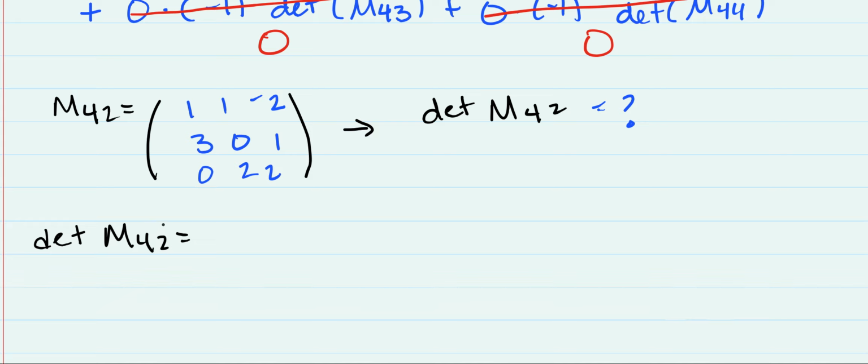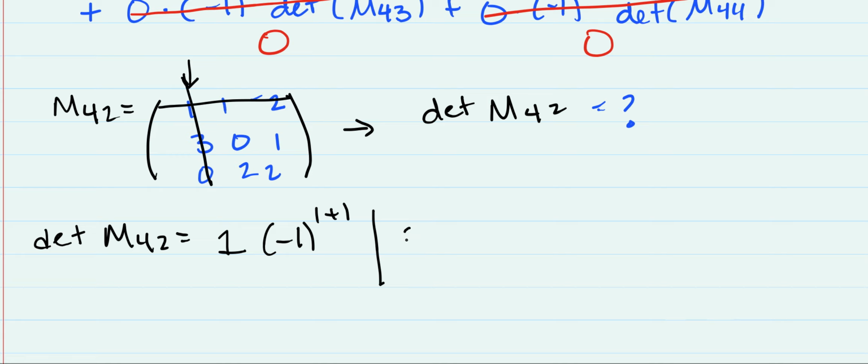Okay, pick your favorite row and your favorite column. This time I'm going to go down this column. So we're going to get 1 times negative 1 to the 1 plus 1. And now I'm going to actually put the matrix here: 0, 1, 2, 2. Usually I put determinant of A1,1, but these straight lines, you'll see this in the book, mean that you want to take the determinant of this matrix.